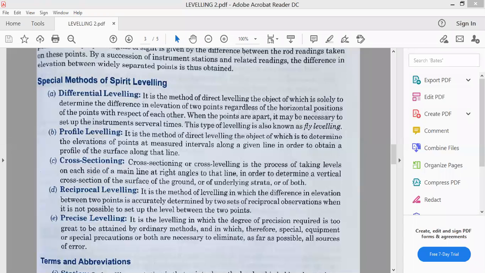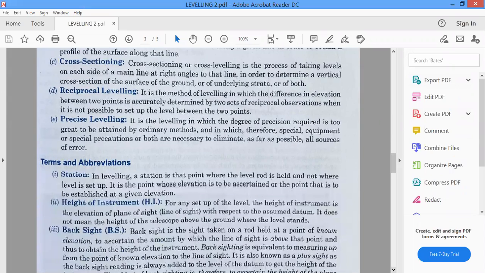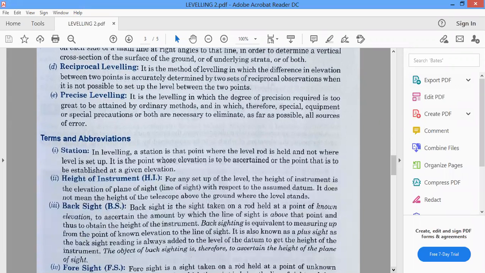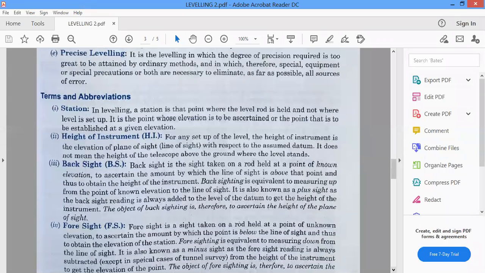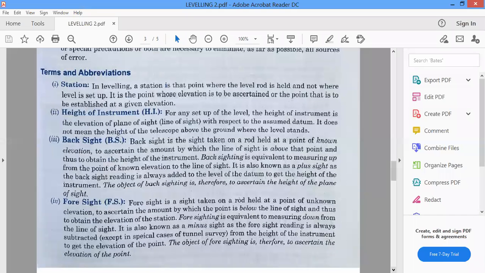Okay, we will start with the special methods of spirit leveling, or you can call it direct leveling. In that we have differential leveling, profile leveling, cross-sectioning, reciprocal leveling, and precise leveling. Before going to the methods, we will study the basic definitions or basic terms which we get during the leveling process.